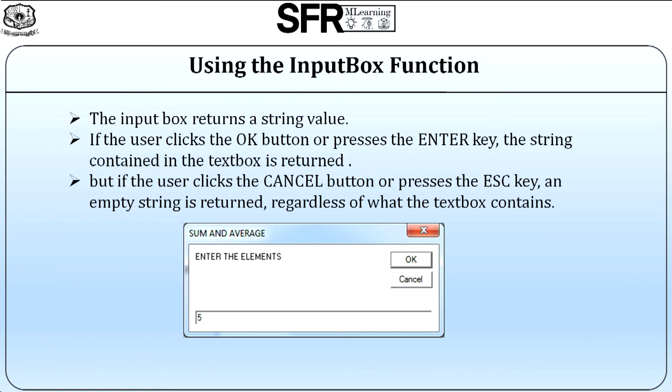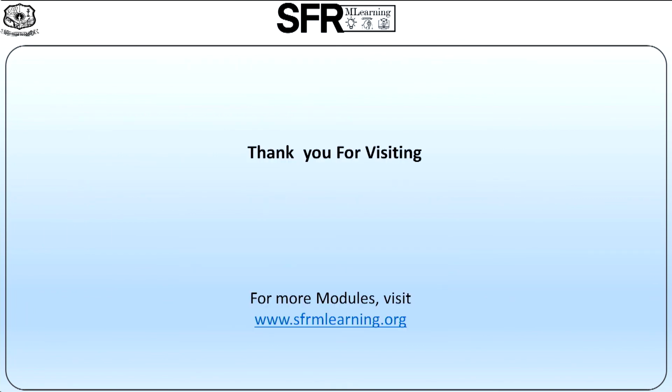The input box returns a string value if the user clicks the OK button or presses the enter key. The string contained in the text box is returned. But if the user clicks the cancel button or presses the escape key, an empty string is returned regardless of what the text box contains. Here is the example for the input box function.